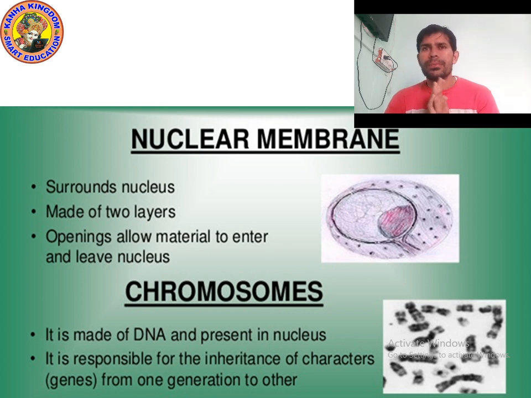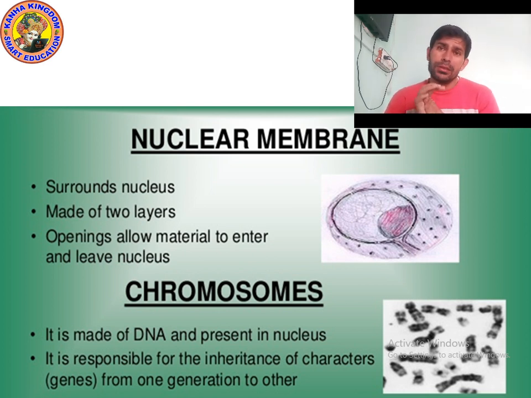Chromosomes are present in the nucleus. Yes kids, chromosomes are present in the nucleus. There are 23 pairs of chromosomes. They are made of DNA, deoxyribonucleic acid, and are present in the nucleus, which is responsible for hereditary characteristics. So chromosomes are made of DNA and present in the nucleus.